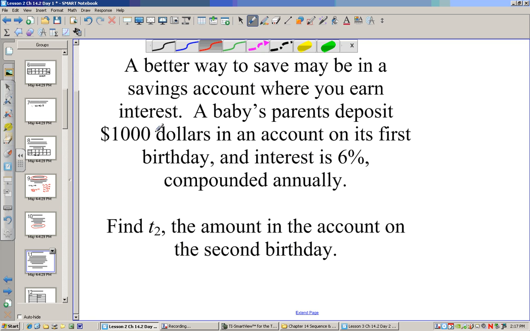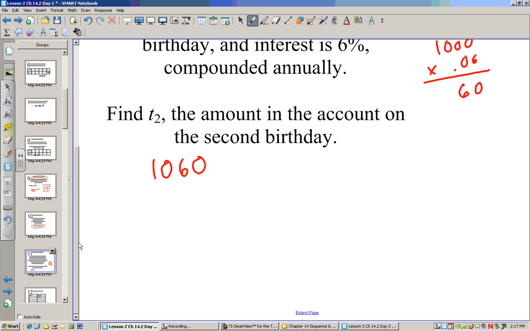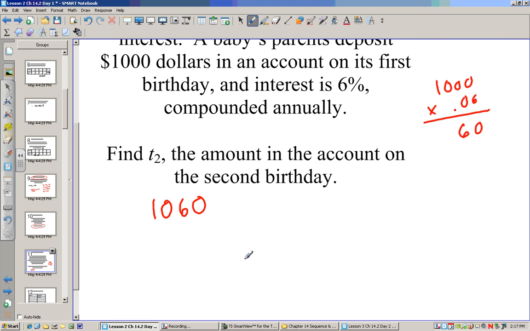A lot of people, the first time they see this, take 1,000, multiply it by 6%, which is 0.06, and they get 60. So if that is the amount of interest, the amount in the account is going to be 60 plus 1,000, or 1,060.